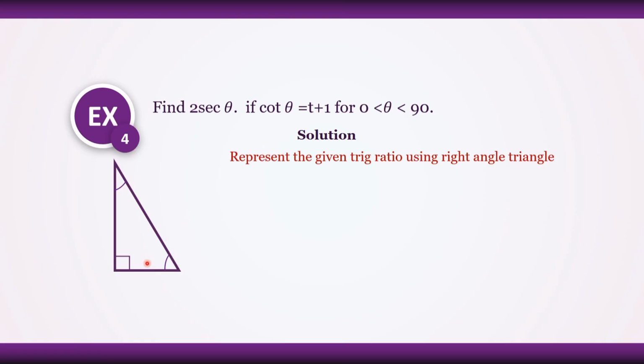Now we have our angle here as theta. What is cot? Cot is the inverse of tan, and cot is adjacent over opposite. Now here we have to fix our adjacent, and our adjacent is t plus 1. Then our opposite will be 1. Now we need to find the hypotenuse. Using Pythagoras theorem, we can find our hypotenuse.